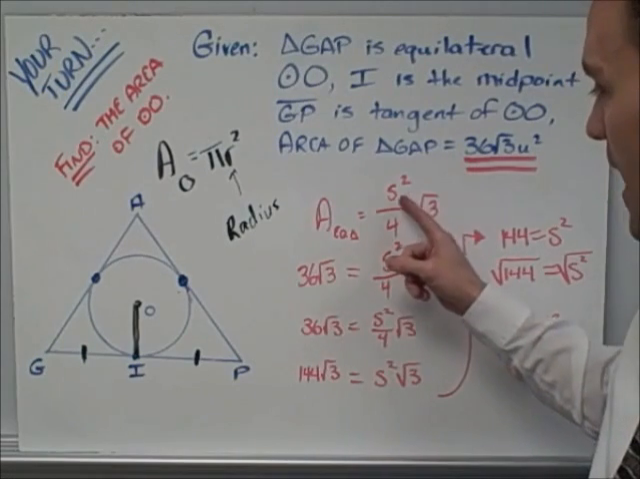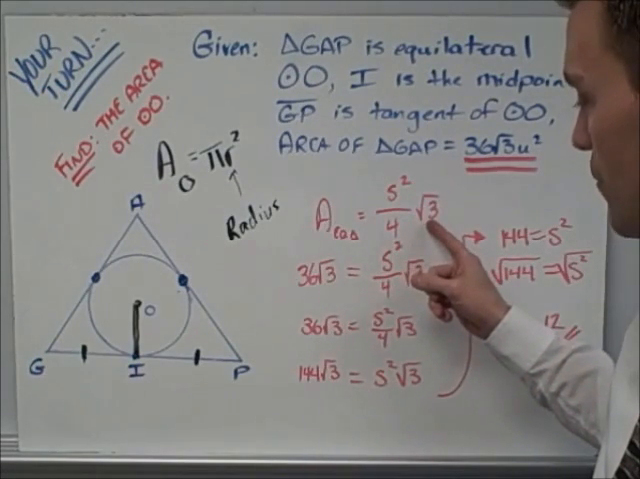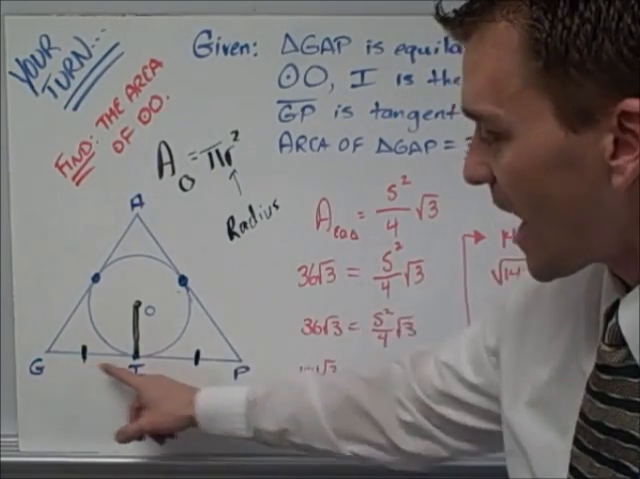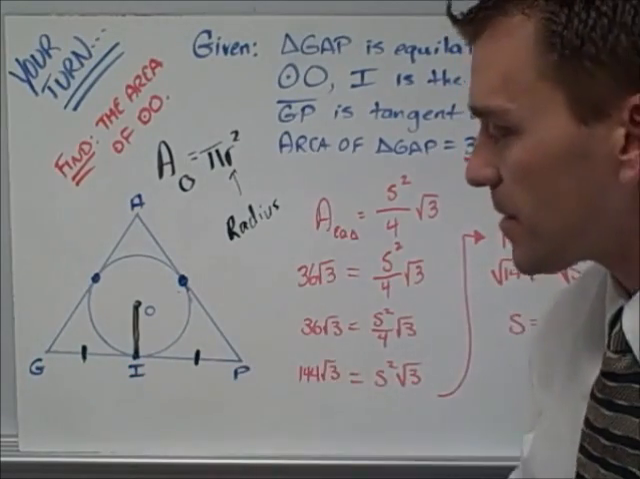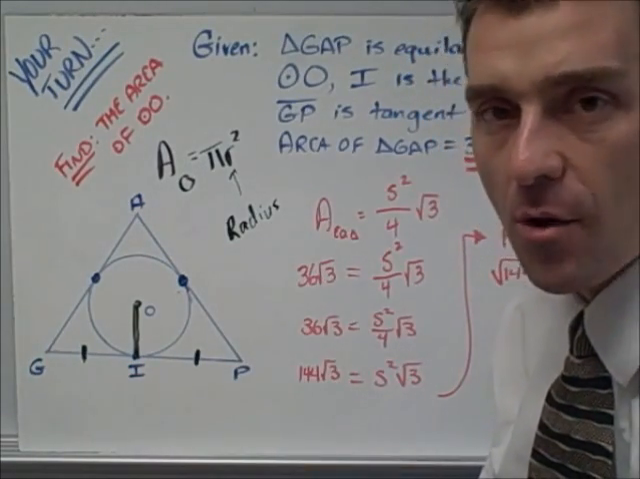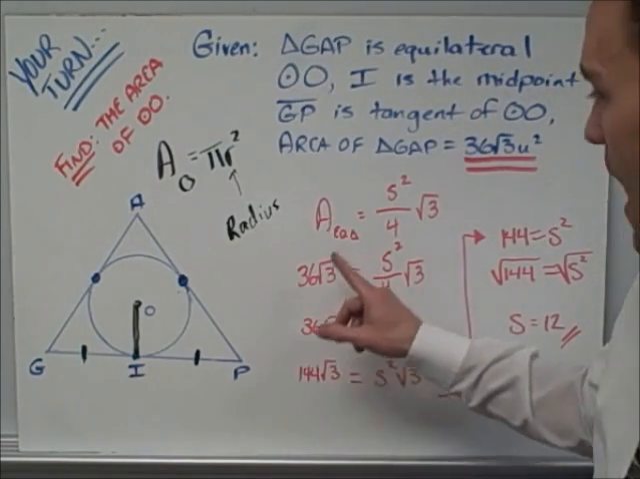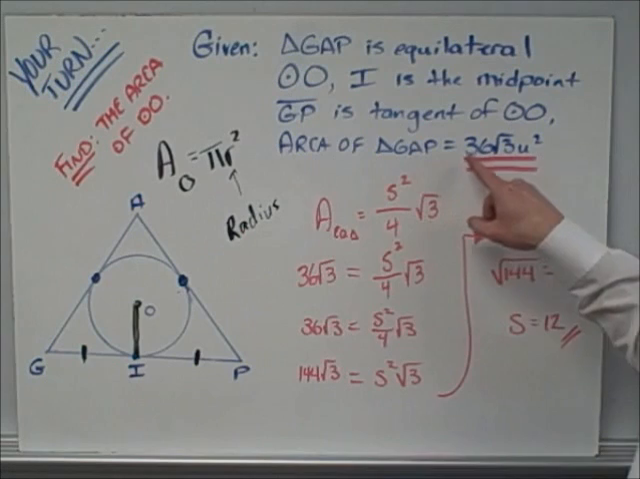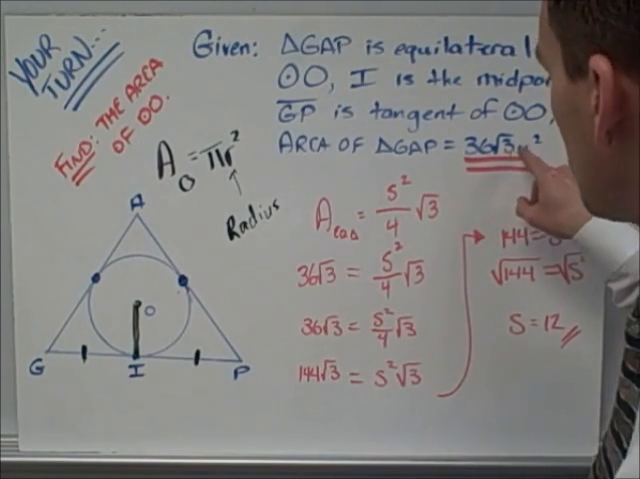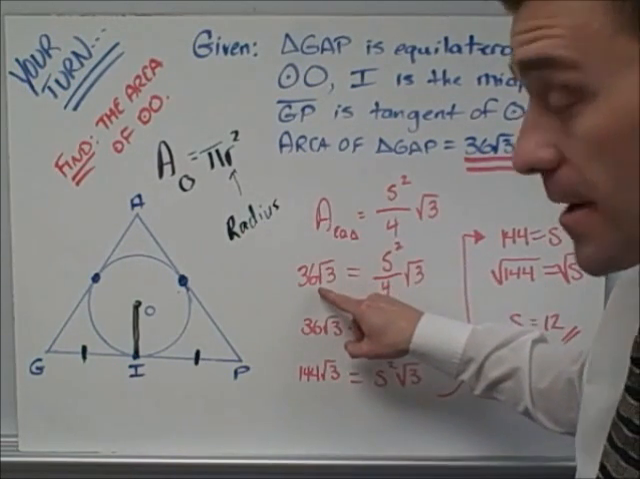The area of an equilateral triangle is s squared over 4 root 3. So I'm going to try to find the side length of this particular triangle because maybe that's going to help me, maybe it's not, but that's about all I can go off of right now. So if I do that, here's what I've done. I've taken the area of the triangle, which was given to me to be 36 root 3 units squared, and I put that in for the area.